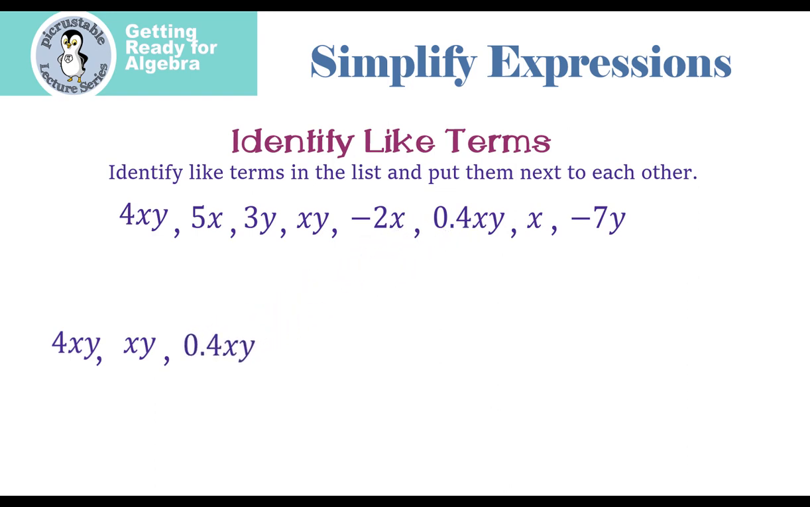Now I'm going to go to the next term, 5x. So I'm going to write that down. I'm going to keep looking for my next x. There it is, negative 2x. Keep looking. Oh, and here's an x. Cool. Now we're going to start from the left again. I've already written 4xy and a 5x. Next, I have 3y. I'm going to keep looking, and oh, there's a negative 7y.